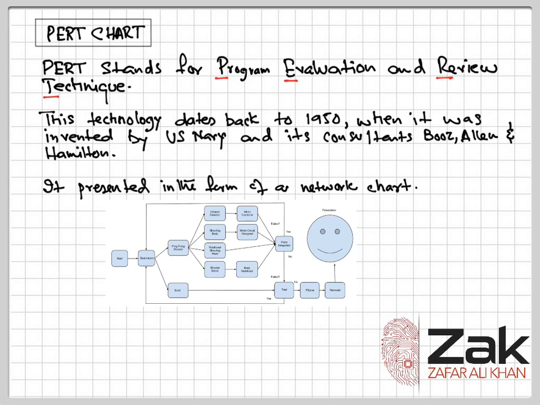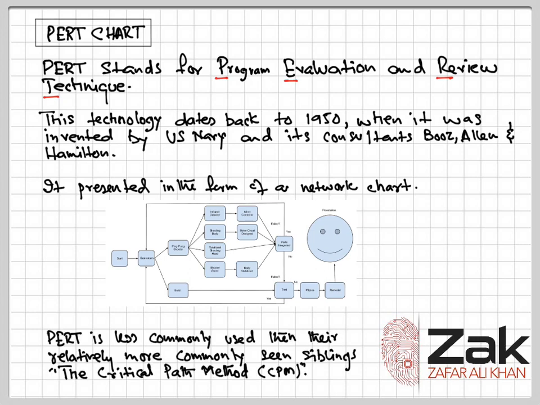So what it does, it presents the project in the form of a network chart. A network chart is something like this. We will be looking into it further. PERT is less commonly used than its relatively more commonly seen sibling, the critical path method, or CPM as it is called.